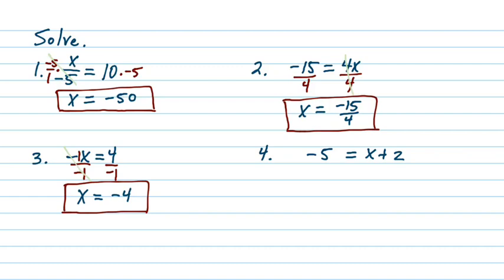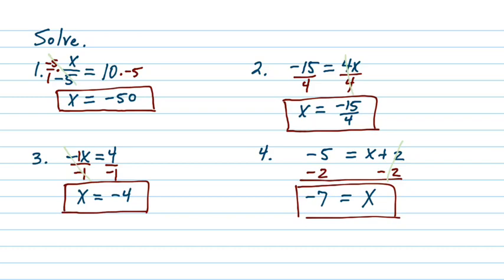On number 4, let's get rid of that 2 by subtracting 2 on both sides. And then we're going to get x equals negative 7. All right, so now we're ready for two-step equations. Oh, one last thing. On number 4, again, I would remind you, notice here I plugged in my negative 7 solution, and you can see that it does check, it does work.